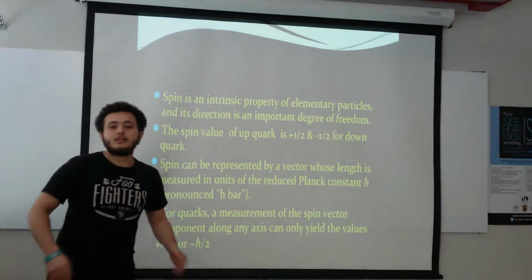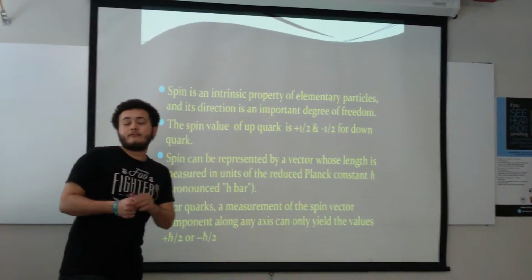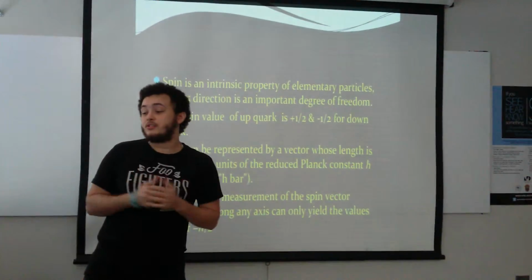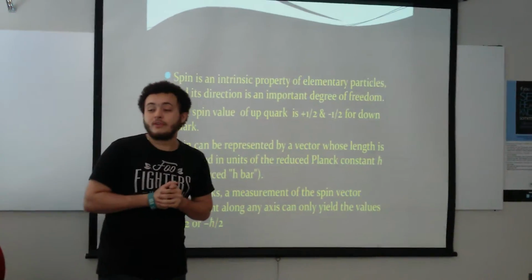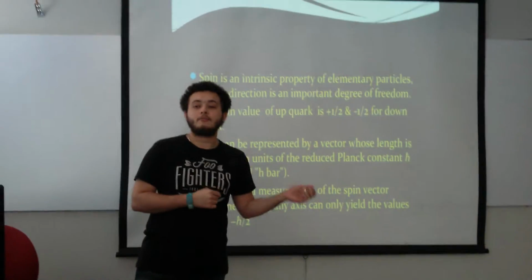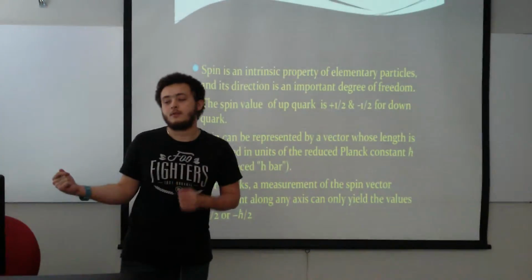The spin is an intrinsic characteristic of an elementary particle, which basically tells us that its direction is an important degree of freedom. And the spin value of a quark can be 1/2 positive or 1/2 negative.